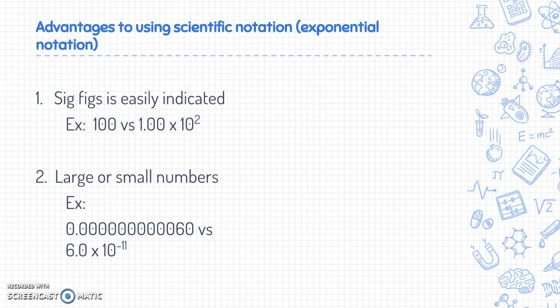A third advantage, and I don't think I left a space for this in the notes, but a third advantage to using scientific notation is with helping with mental math. And this is going to be particularly important when we do the multiple choice section of tests where you're not allowed to use a calculator.